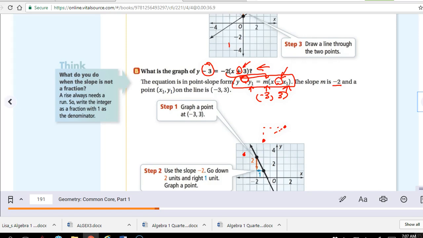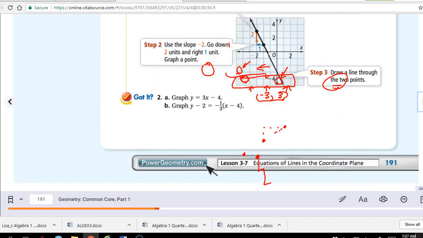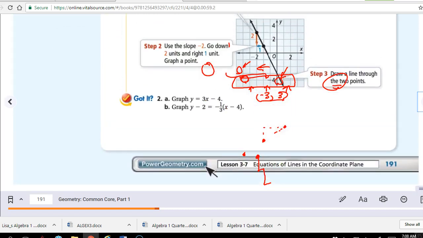So what I'm trying to say is that this time I'm not going to start on the y-axis because it wasn't in the slope-intercept form. This time it was in point-slope form, so I had to find the point, which happened to be negative 3, positive 3, which is right here. Then I do my slope, and we said that the slope was negative 2. So if you'll notice, you go down 2 and over 1. I could repeat that again, down 2 and over 1, again and again, as many times as I would like. Let me erase this so you can see it.